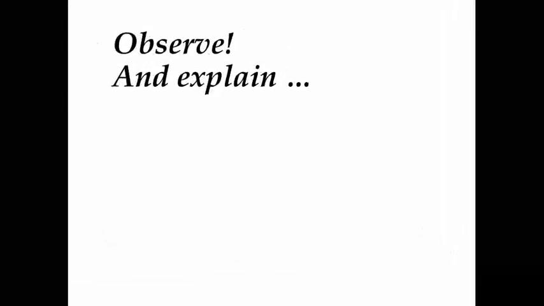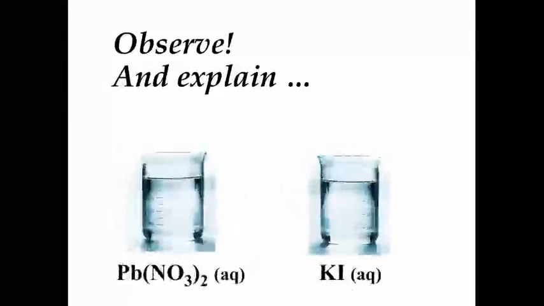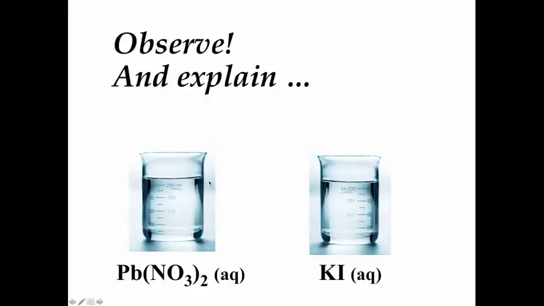I'll do this in a visual way on the slides. I have a solution of lead(II) nitrate, dissolved in water. The formula is shown, Pb(NO3)2, and (aq) stands for aqueous. Similarly, potassium iodide, KI, and note that both are clear and colorless solutions.